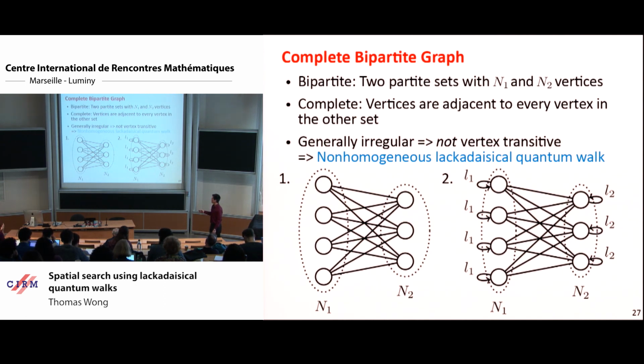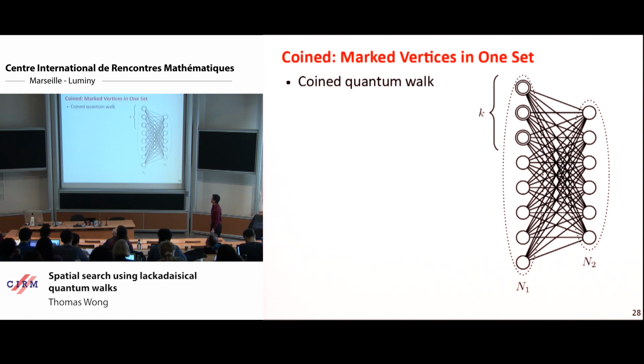All right, so let's start with the normal coin quantum walk, not lazy at all. As a first step, the easiest case would be if you have all your marked vertices in one set, and then later we'll have marked vertices in both sets. So let's say you have k marked vertices, and they're all in this first set that has size n1.